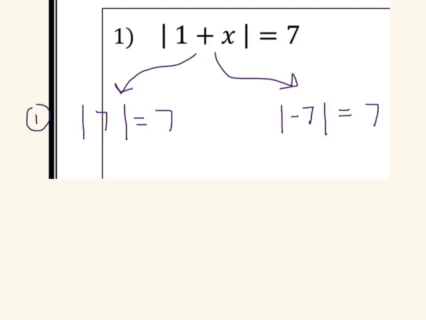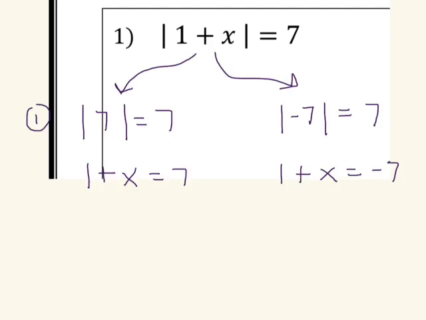All right? So we're going to solve for 7 on the left-hand side, and we're going to say 1 plus x is equal to 7. But we also are going to have to solve the problem that 1 plus x is equal to negative 7. All right, and then we will take the next step here.